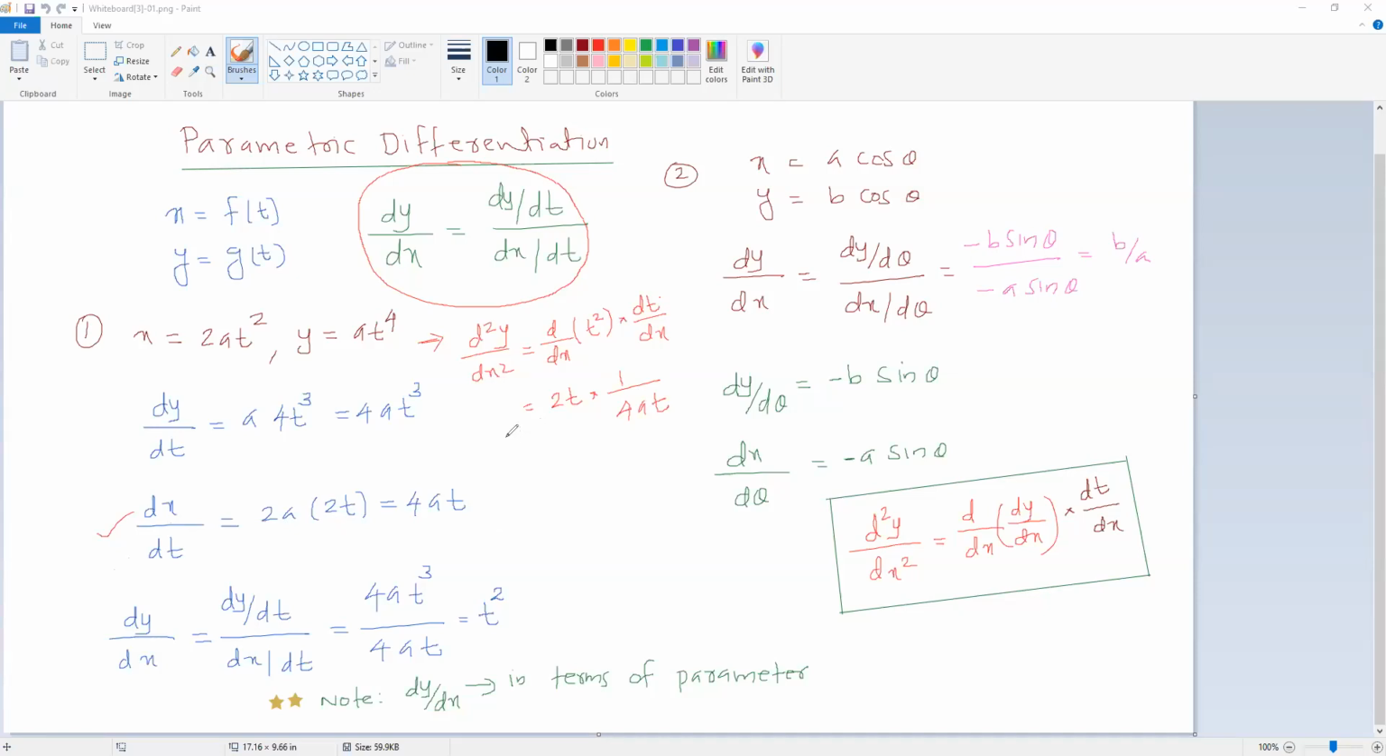So this point you should keep in your mind when you find the second derivative in case of parametric differentiation. For finding the second derivative, you have to find the derivative of the first derivative, but the first derivative is in terms of the parameter, then you have to multiply with the derivative of that parameter, that is why into dt by dx. And dt by dx you will get from here, it is the reciprocal of dx by dt. So that is into 1 by 4at. So you can see that t and t cancel, 2 and 4 cancel, it is 1 by 2a.